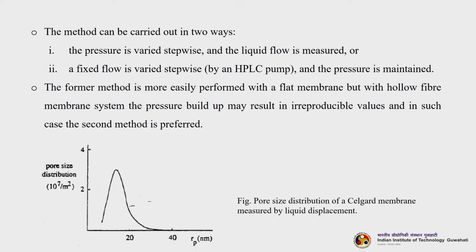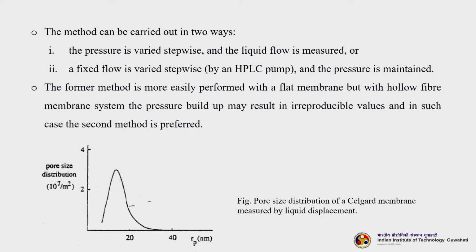In the second method, a fixed flow is varied stepwise. So, the flow is varied stepwise, basically using an HPLC pump, and the pressure is maintained constant. The former method, the first one, is more easily performed with a flat membrane, but with a hollow fiber membrane system, pressure buildup may result in irreproducible values, and in such a case the second method is preferred. So, basically for flat sheet membranes you can go for the first one, which is easy to do, and the second method is usually used to characterize hollow fiber membranes.